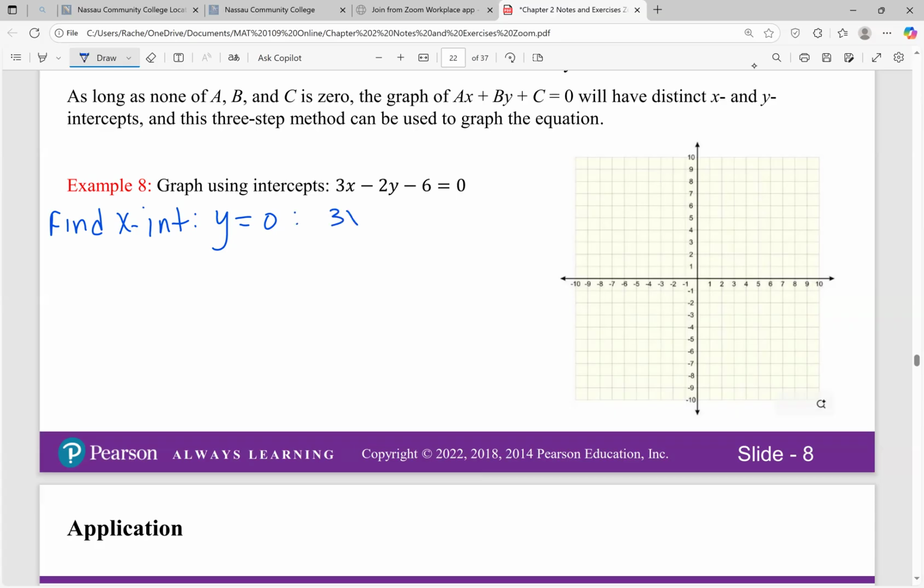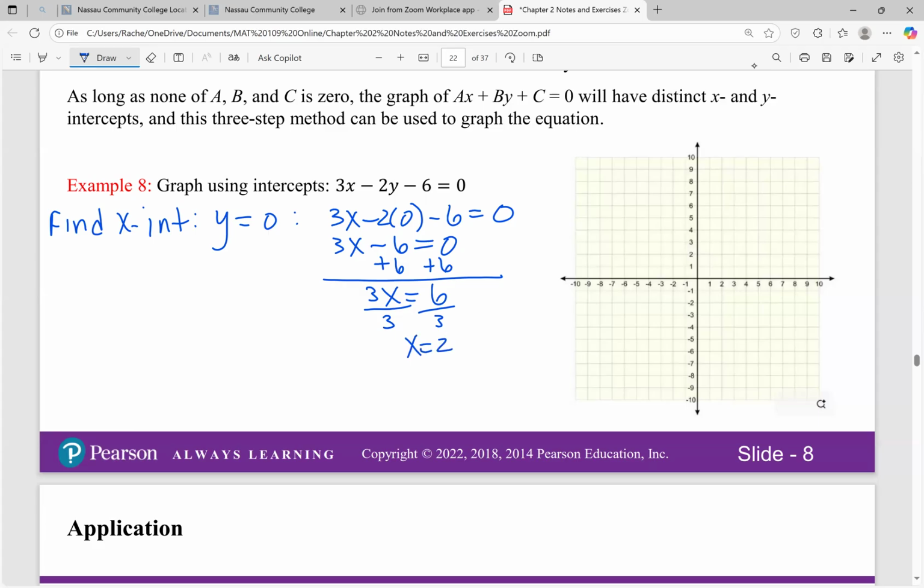So I'm going to have 3x minus 2 times, instead of y, I'm going to plug in 0, minus 6 is equal to 0. So I'm going to have 3x minus 6 is equal to 0 because 2 times 0 is 0. Let's solve for x. So I'm going to add 6 to both sides. So I'm going to get 3x equals 6. And then divide both sides by 3, and we're going to get x is equal to 2. So the x-intercept is (2, 0). And we could plot that. So that point's going to be right here on the x-axis.